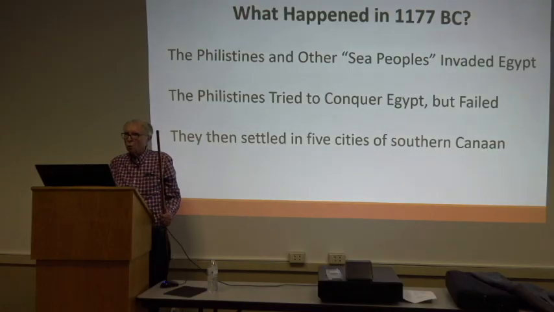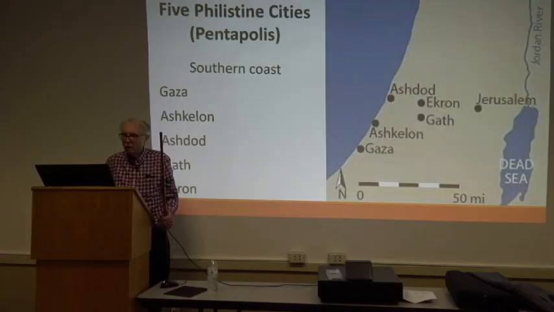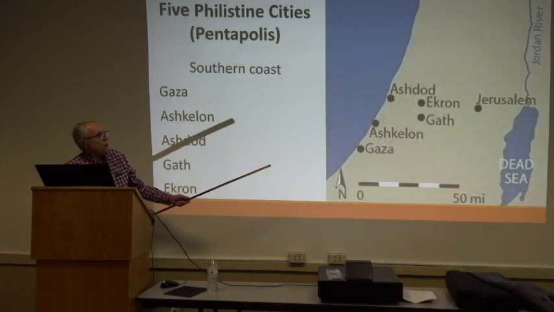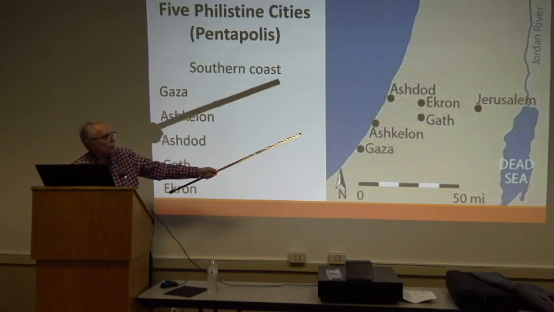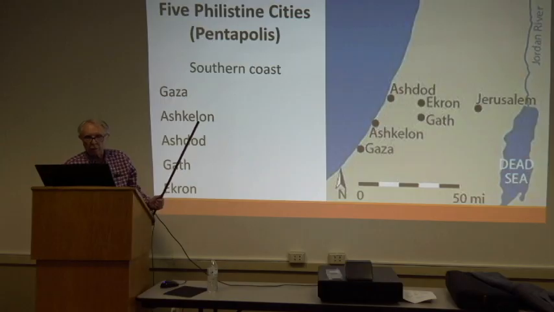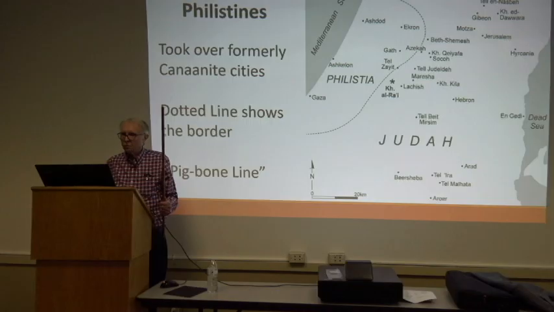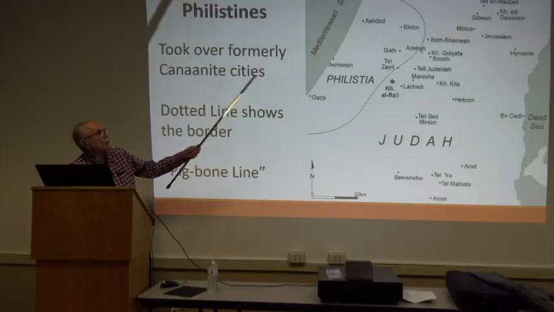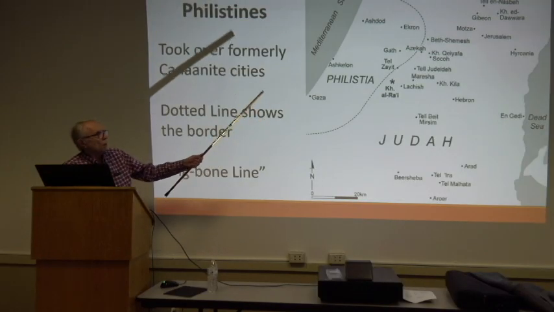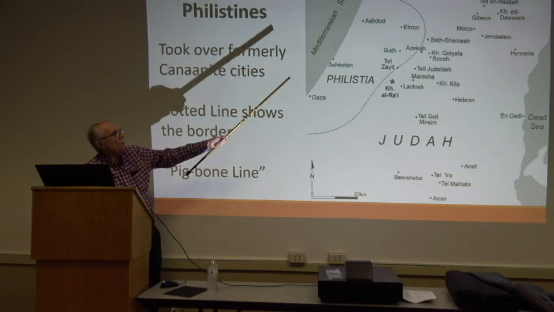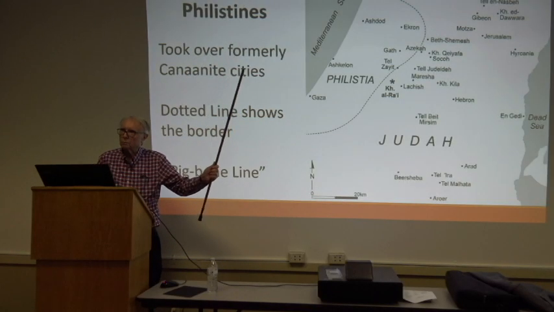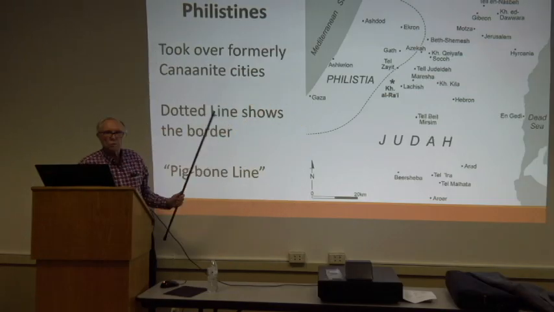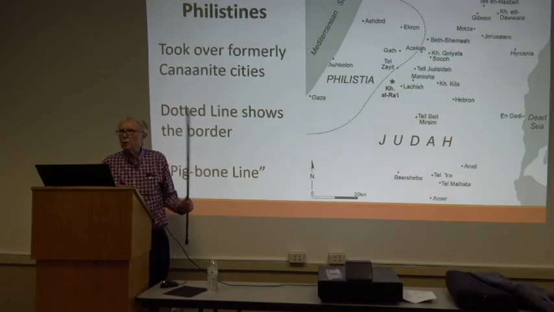And what happened? The Philistines invaded in 1177. And these are the 5 Philistine cities at the southern end: Gaza, Ashkelon, Ashdod, Ekron, and Gath. There's Jerusalem over there. And the 5 Philistine cities, you see the dotted line there? The 5 Philistine cities are within the dotted line. That's where all the pig bones are. And the rest of Judah or Israel have very few pig bones.